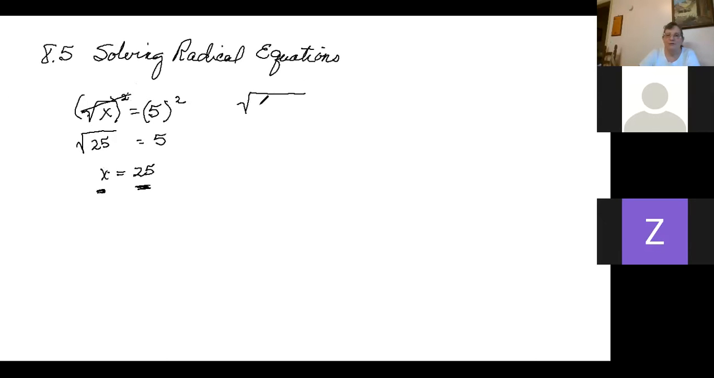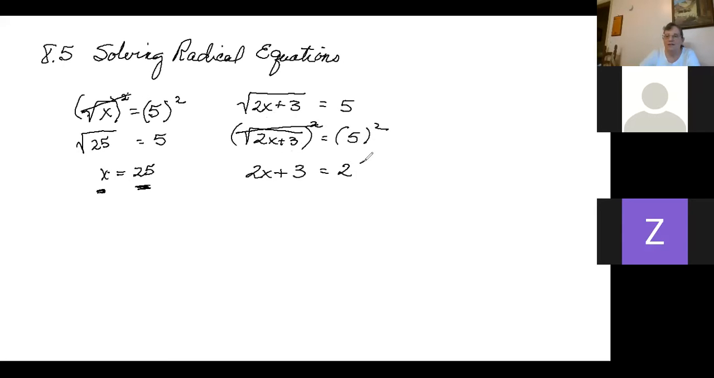If I had the square root of 2x plus 3 equals 5, then I could square both sides of this. And even though there's more than one thing in the radical, the square root of that squared is still just itself. So it's this side that doesn't have the radical that I have to actually square.